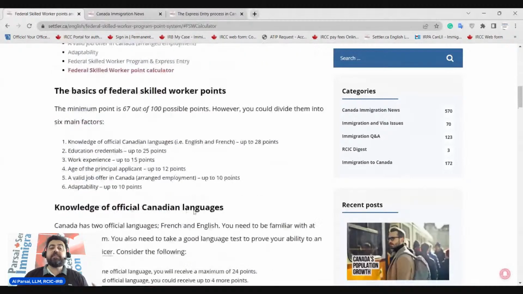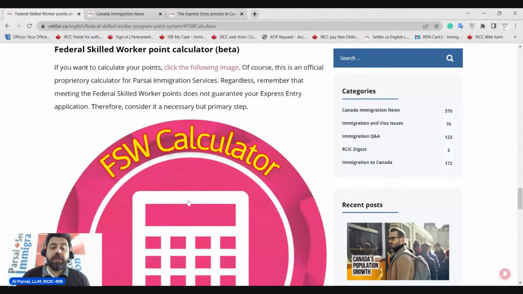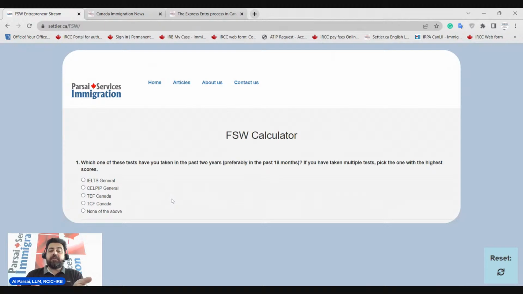The good news is that we have also developed a calculator for you. So if you like, you can open the FSW calculator on our website, and this will calculate your points. Obviously, it is an unofficial calculator. It's not the official calculator of IRCC. We have done our best to be very accurate. And when you use the calculator, you do not share your information with us. At the end of the calculations, if you wish to get in touch with us, you can fill out your information and submit it. But if you don't wish to share the information with us, you can freely use this calculator for your benefit.